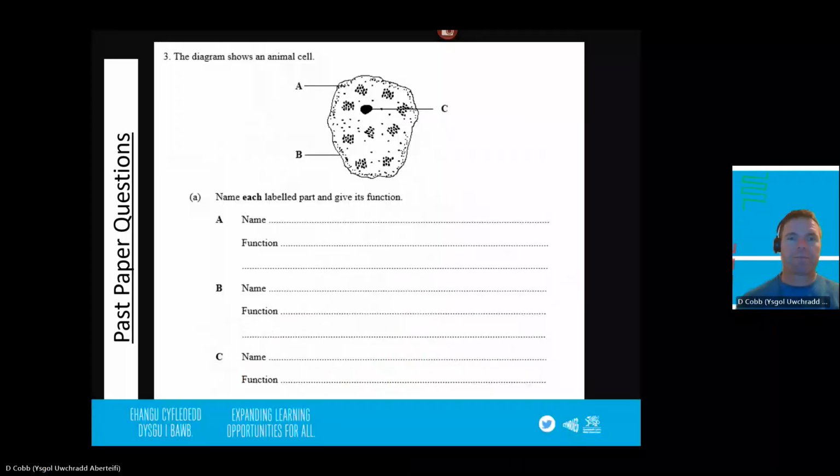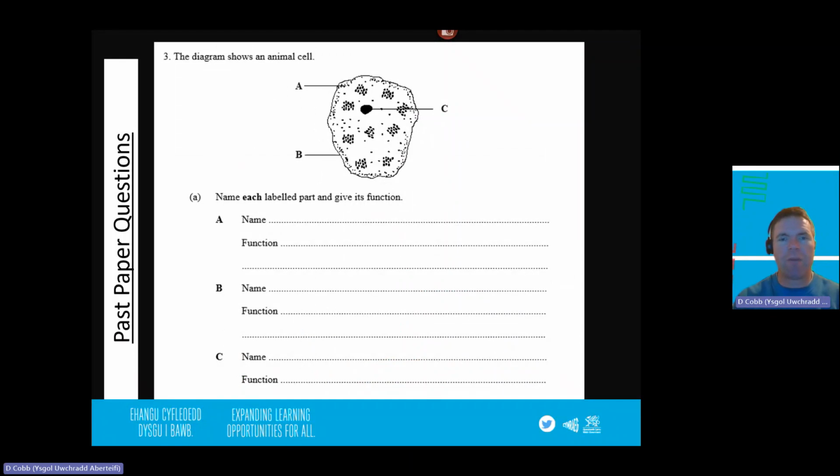Okay, here we go again. So now this is going up a level again, shows an animal cell. So we're switching on to animal cell. Name each labeled part and give its function. Now you'll notice there's a few other bits on here on the animal cell. We've got lots of these dots here, and it's not a very good drawing really. And I think really the idea is that it's asking you to stick to the essentials, really, of look, what do we know?